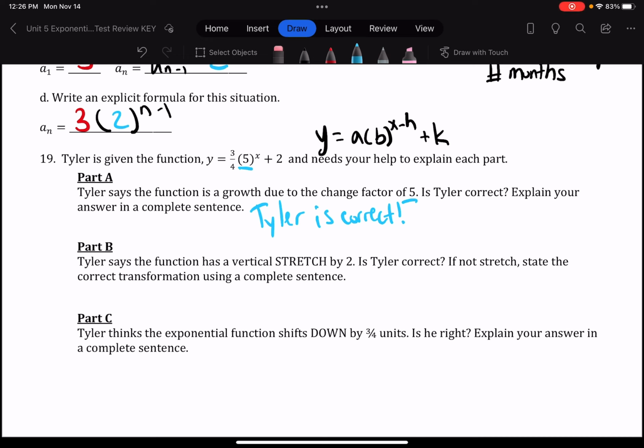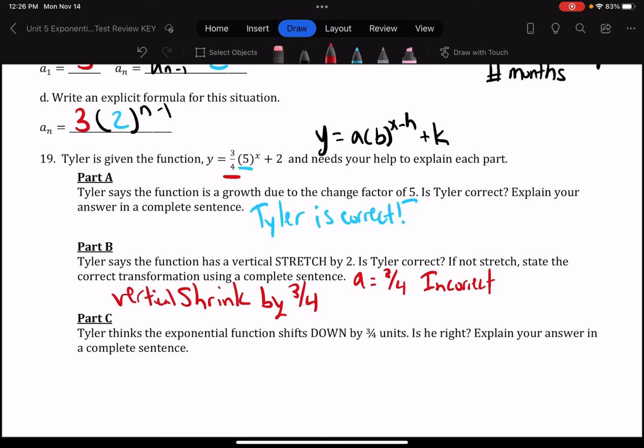For part B, Tyler says the function has a vertical stretch by 2. Is this correct? Well, our vertical stretch or shrink is going to deal with our initial value. And our initial value is 3/4. So this is incorrect. This is going to be a vertical shrink by 3/4 because 3/4 is less than the value of 1.